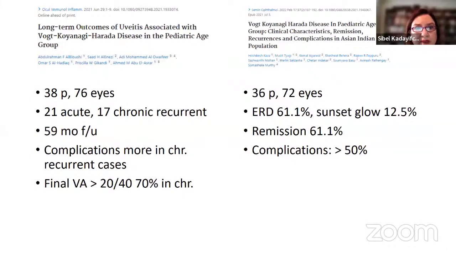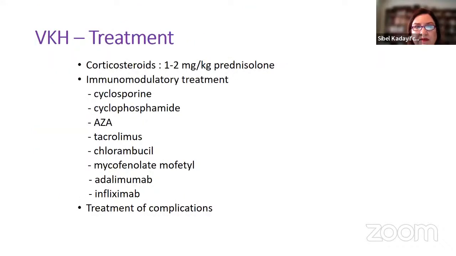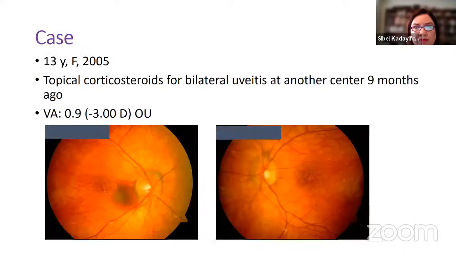One is from Saudi Arabia of 76 eyes. There were 21 acute and 17 chronic recurrent cases. Complications were more frequent in chronic recurrent cases, as you may know. And in the second group, from the Asian Indian population, again 72 eyes, exudative retinal detachment was seen in 61% and sunset glow fundus in 12%. Complications were seen in more than half of the patients. Treatment is composed of corticosteroids and immune modulator treatment and treatment of complications.